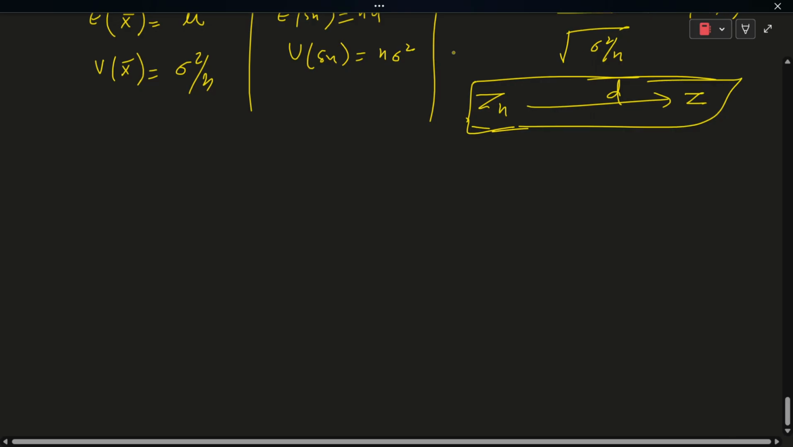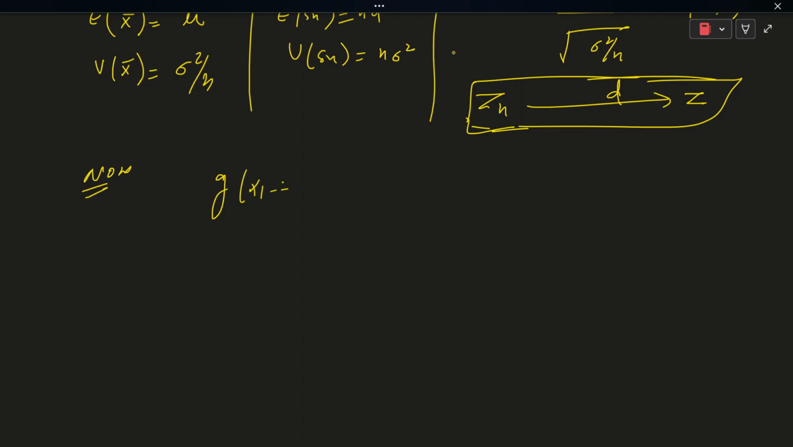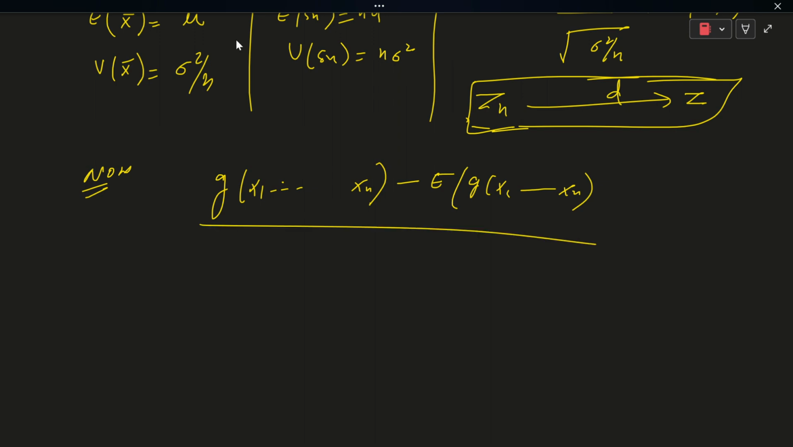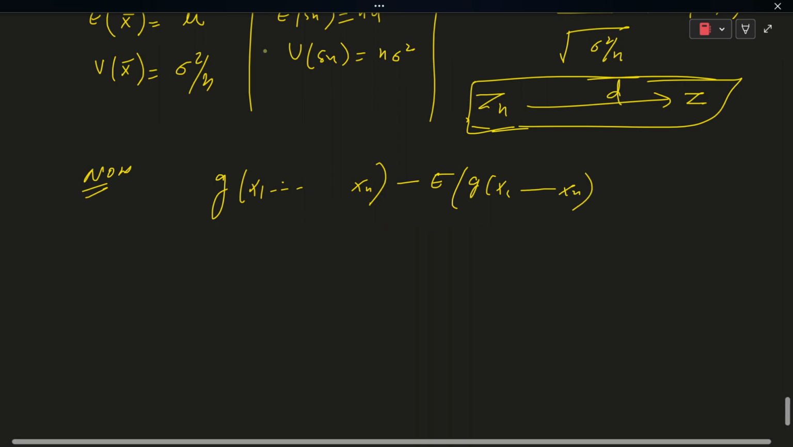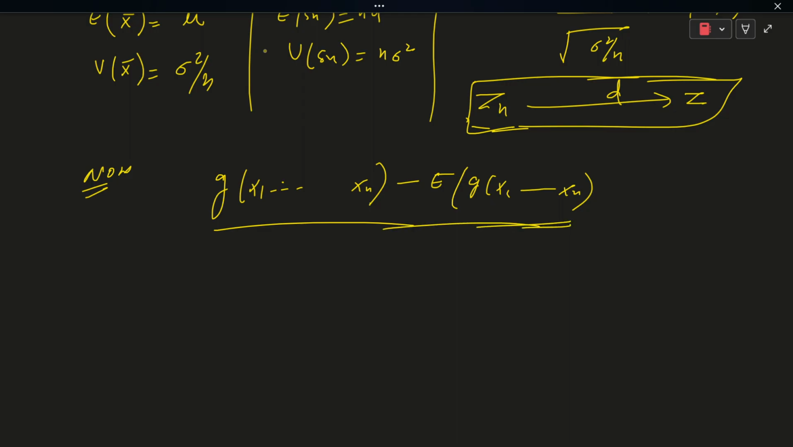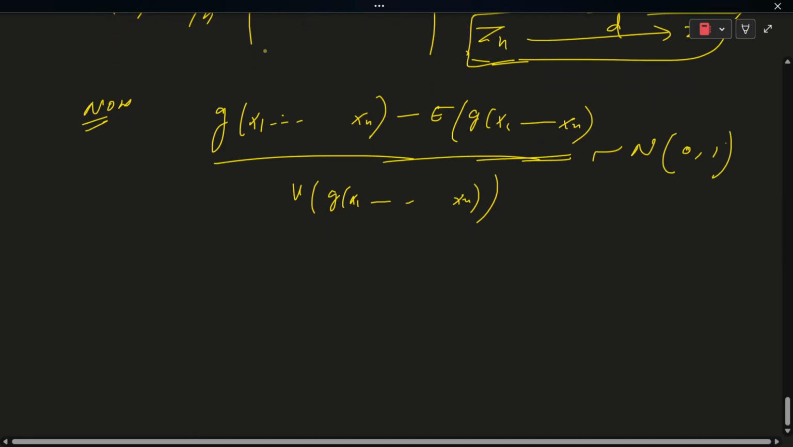So now let's suppose we have the sequence of random variables, that's g of x1 up to xn. Then subtract the mean of this g of x1 up to xn divided by the standard deviation. कोई भी distribution होगा यहाँ पे, ठीक है? So variance of g of x1 up to xn. So this will always follow normal 0, comma 1 distribution, right? Normal 0, comma 1 distribution.